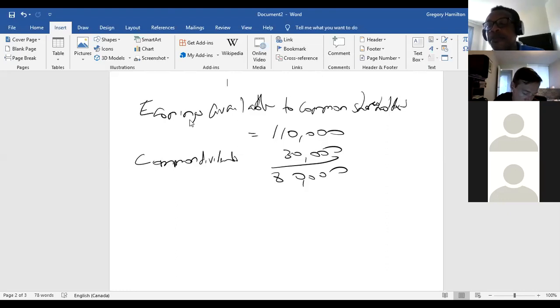Anyone? Split them up evenly to the shareholders? Kiran, can you speak a little louder? You're very low when you talk. Split them up evenly to the shareholders? Well, that's what a dividend is, right? The dividend is what we're giving to shareholders. So the remainder is 80,000. So what do we do with the 80,000?